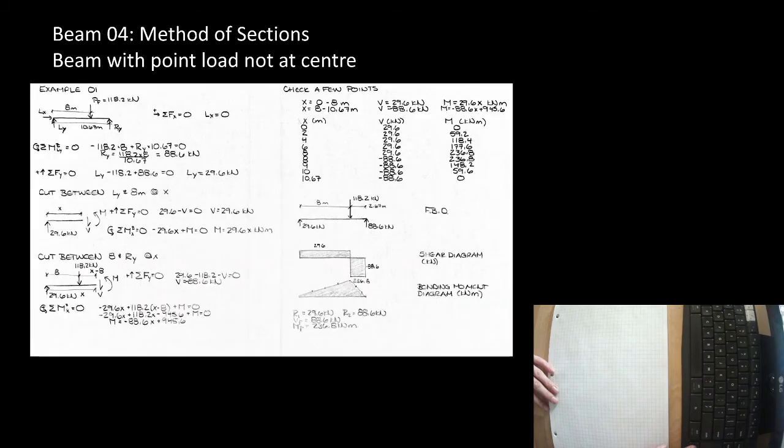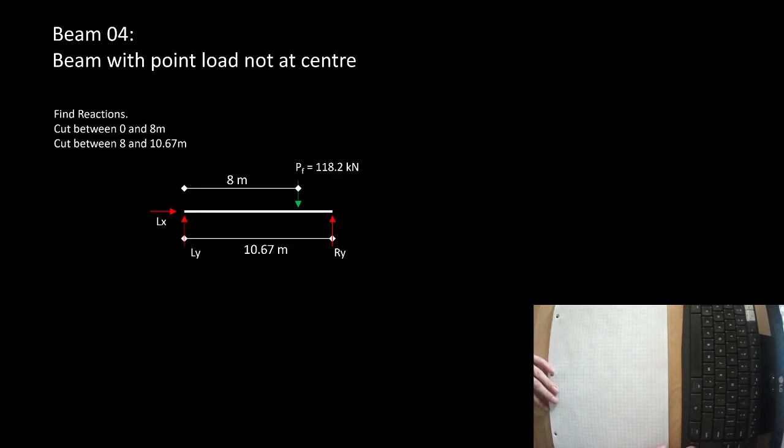I want to leave some for you to try to do that you follow along with. So I'm going to do one more with you guys. I'm going to do beam 4, which is a beam with a point load not at the center.